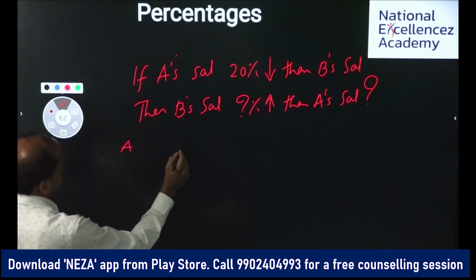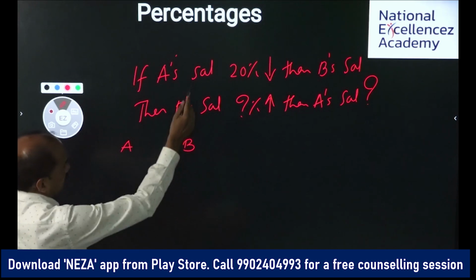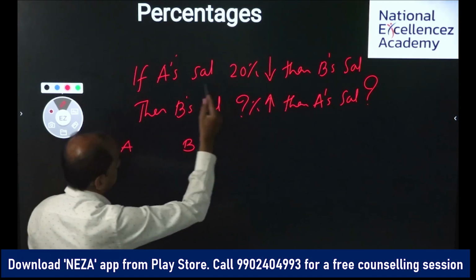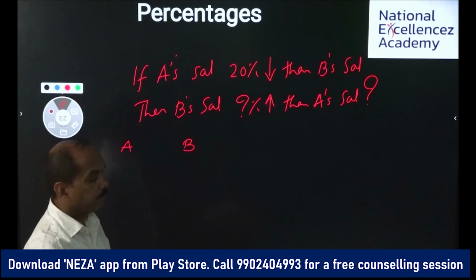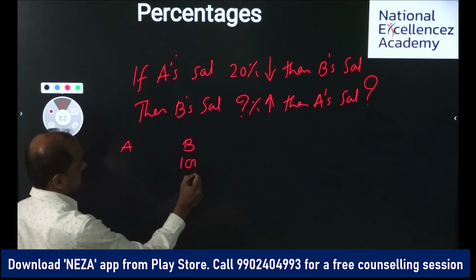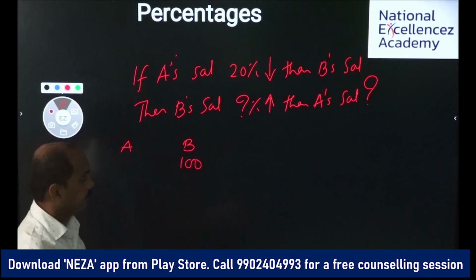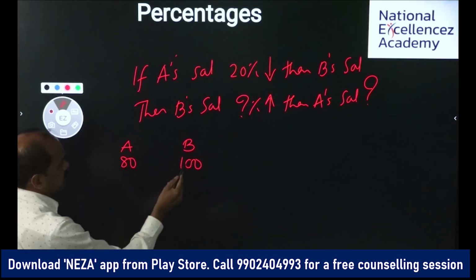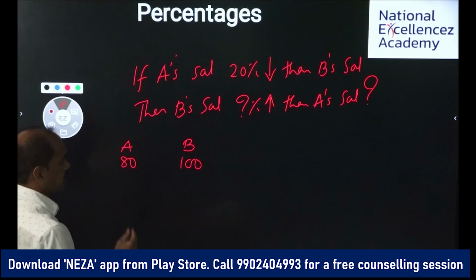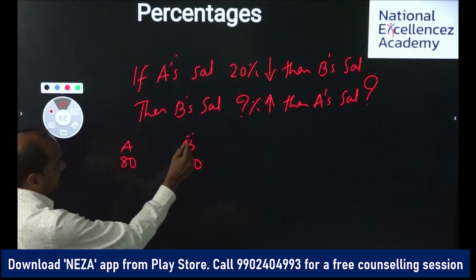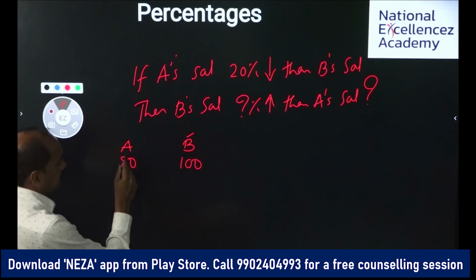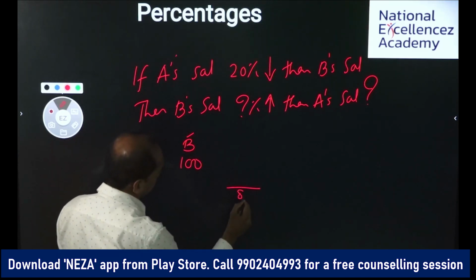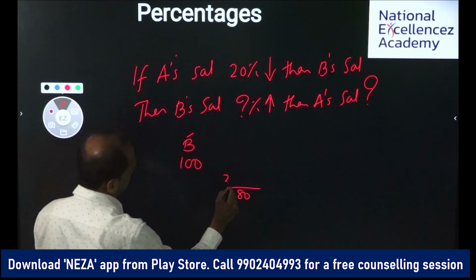A's salary is 20% less than B, meaning A depends on B. So B is the base. Let us start with 100 here. If you take this as 100, this will be 80 because 20 less. For every 100, 20 less. Now we want B's salary compared to A. Compared to 80, he is 20 more.